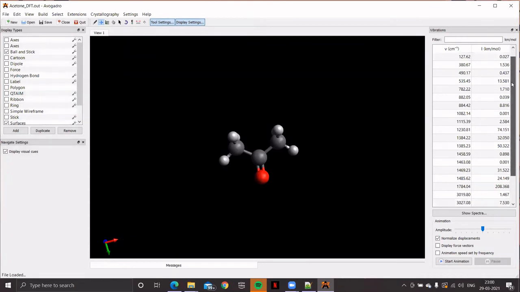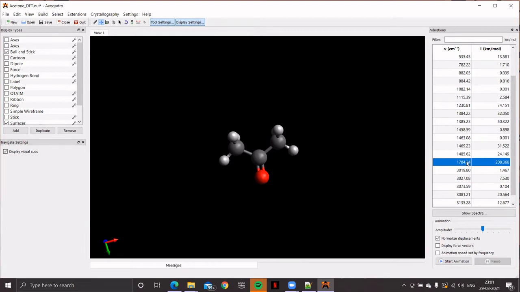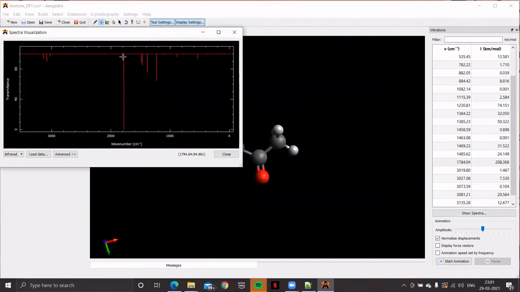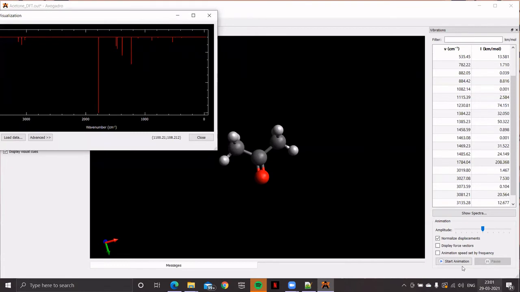So that's again the frequency versus intensity table. And I can see that the one which corresponds to maximum intensity has a value in the range of 1780, that is 1784 to be more precise. If I select this particular mode of vibration, again, let me show you the spectra also. So we got a peak with the maximum intensity in the region of around 1800 centimeter inverse, less than 1800 centimeter inverse. And let me start the animation. Yes, this particular peak corresponds to the carbonyl stretching, the C double bond O stretching.